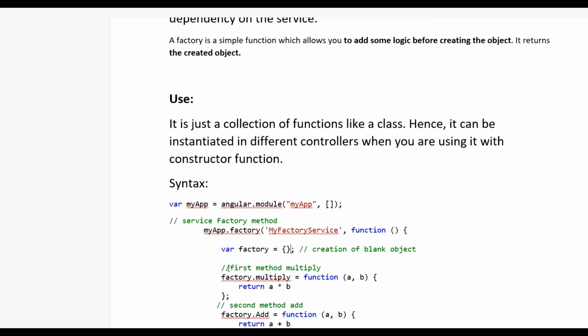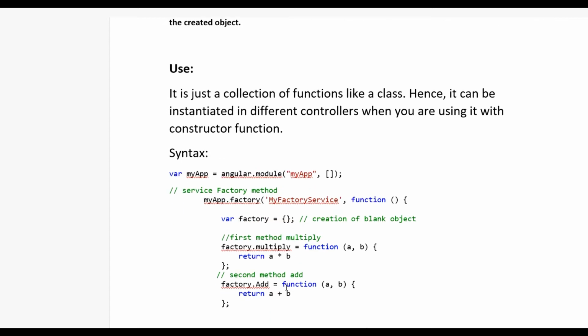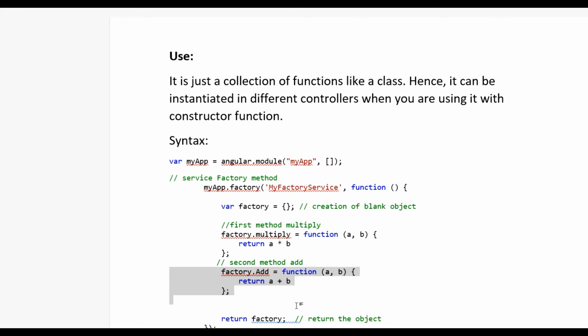Now adding a method: factory.multiply equals function, passing arguments a and b, return a into b. Adding a second method here: factory.add equals function a, b, return a plus b. Here you see we have added multiplication of two numbers and a second method, addition of two numbers. At the end we return factory, basically the factory object. This is the syntax. Now we come to the examples.